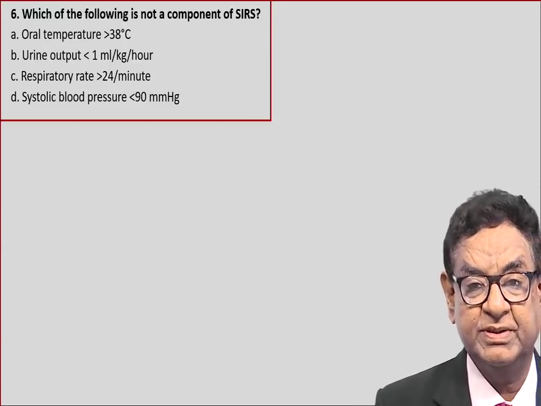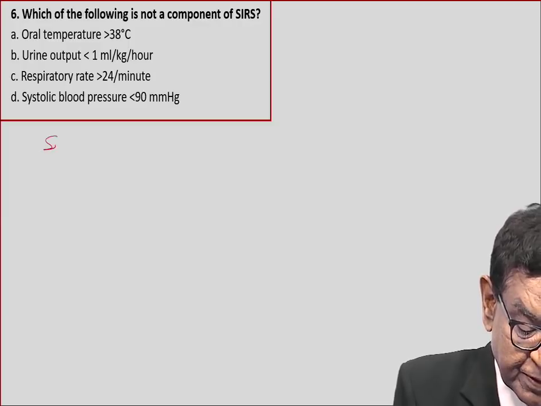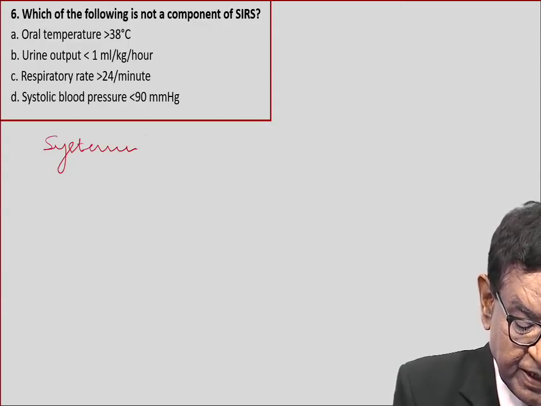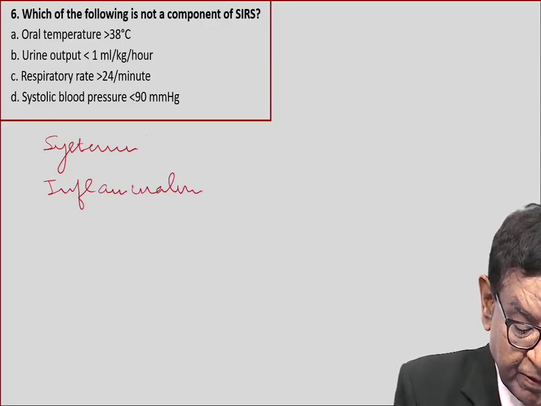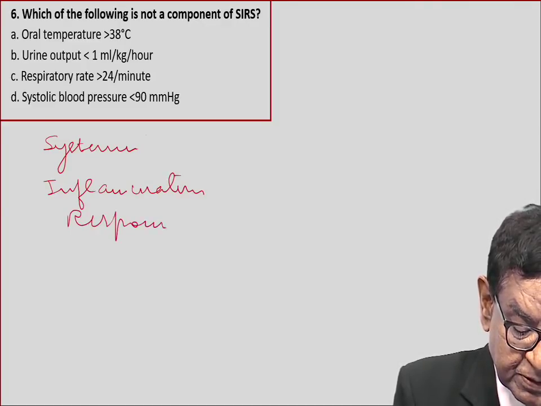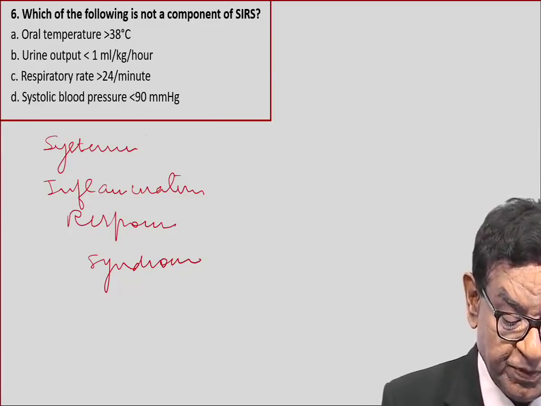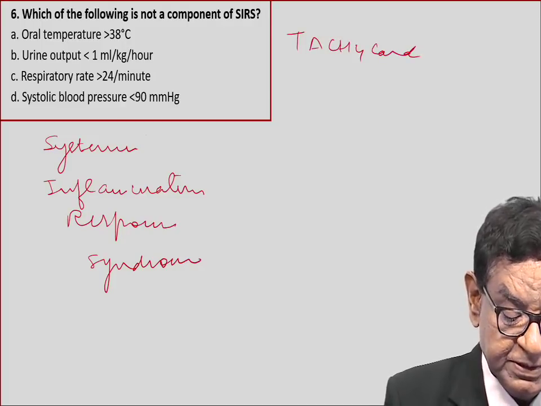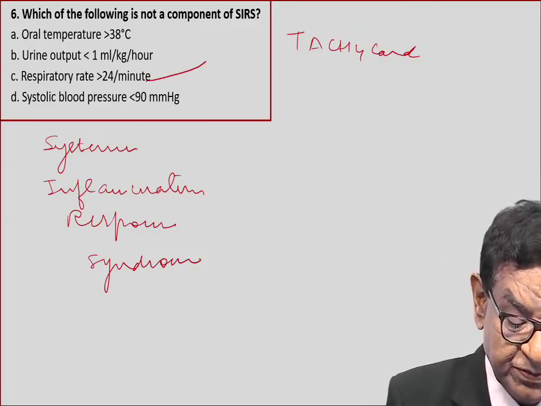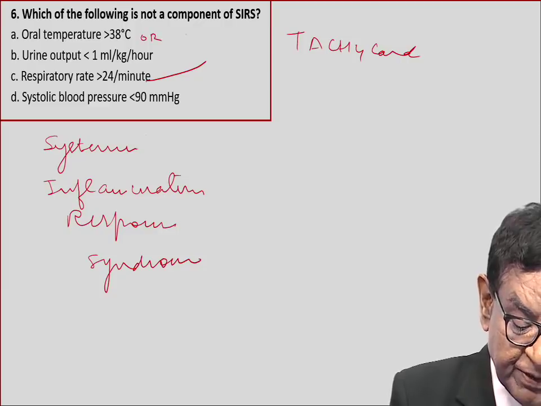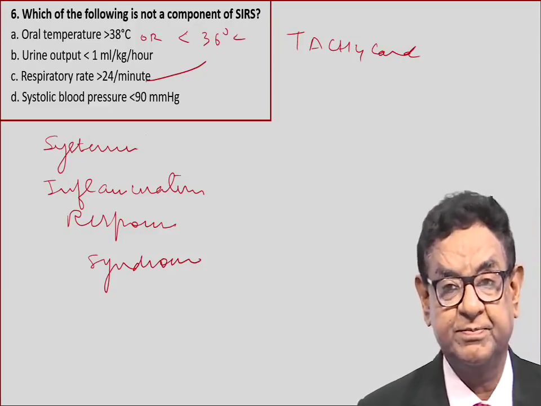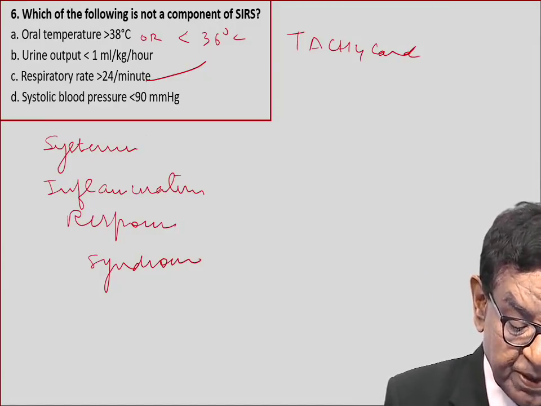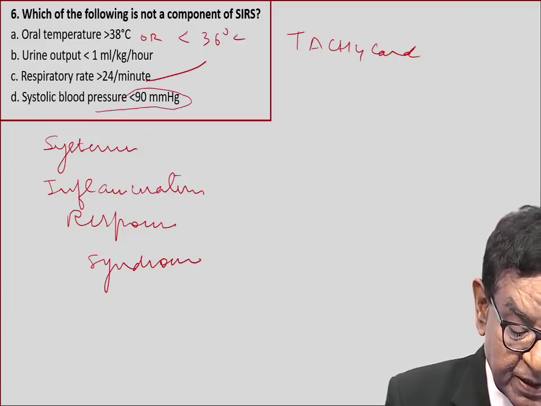Question number 6, which is not a part of SIRS. SIRS is systemic inflammatory response syndrome. The parameters include, first is the pulse, tachycardia. Second is respiratory rate. Third is fever or even hypothermia also is a part. And systolic BP below 90.